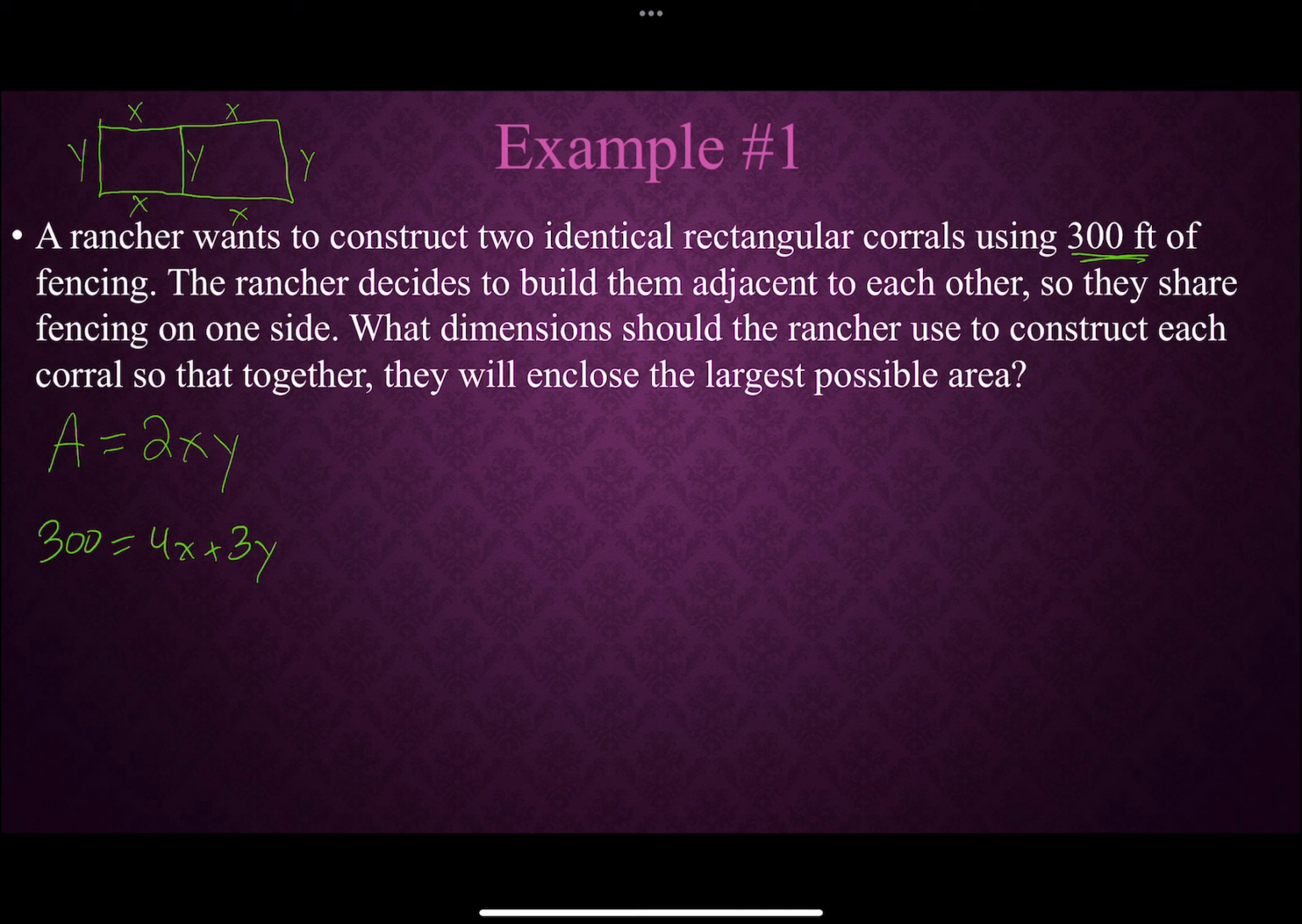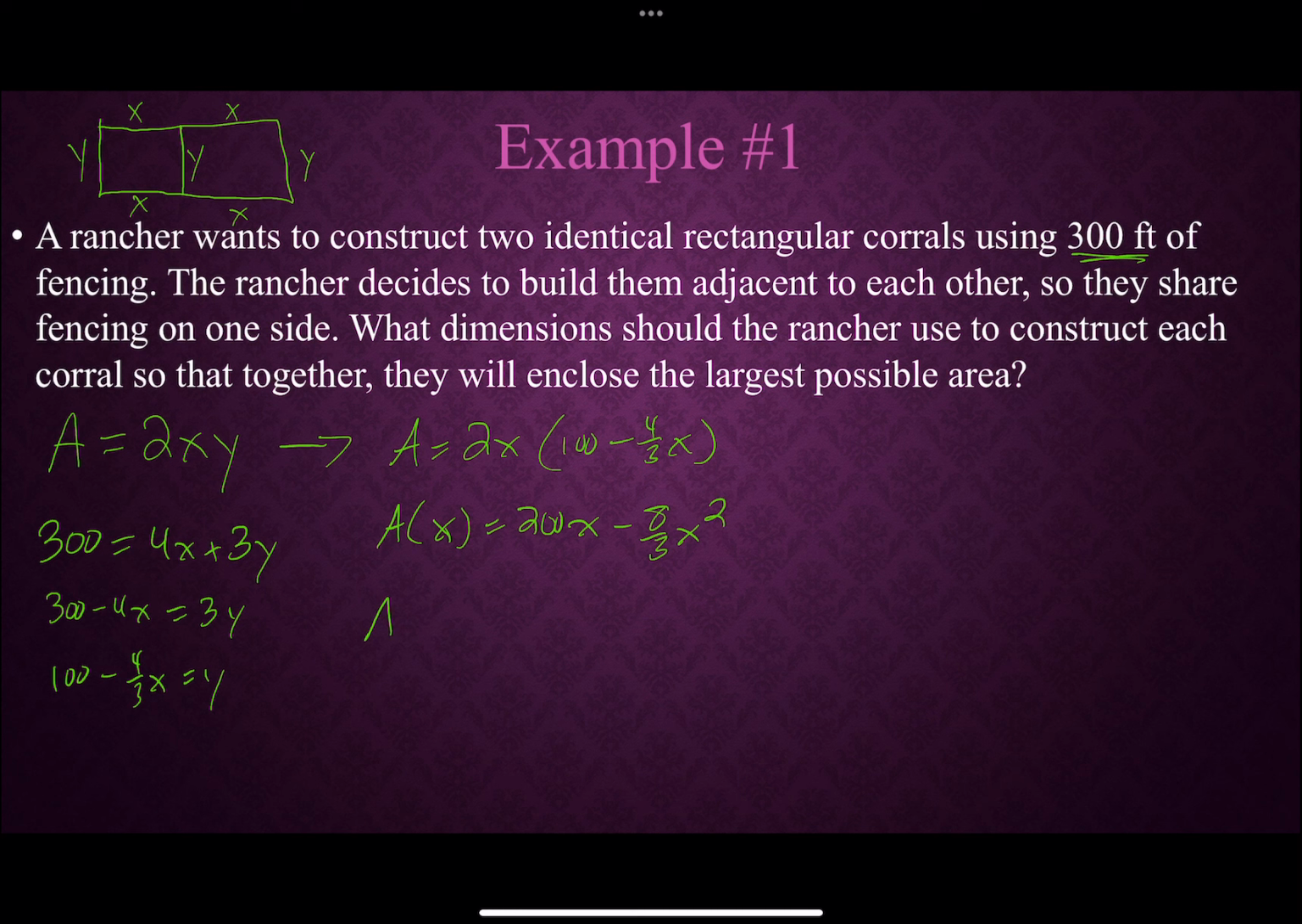So we're going to solve for one of the variables, either x or y, and then substitute into the area equation to create a single variable equation to take our derivative. It does not matter which one we solve for. I'm going to solve for y. I'm going to subtract the 4x over, and then divide by the 3. We get 100 minus 4/3 x equal to y. So our area equation is 2x times 100 minus 4/3 x, which means my function, which I'll write as A of x, is going to equal 200x minus 8/3 x squared.